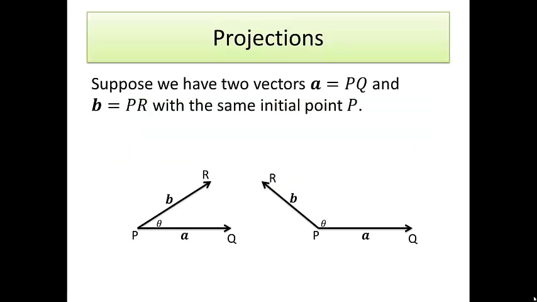In this video, we will learn about vector projections, which can be found in the textbook in section 12.3. Suppose A is a vector from P to Q, and B is a vector from P to R, so that A and B have the same initial point, P.